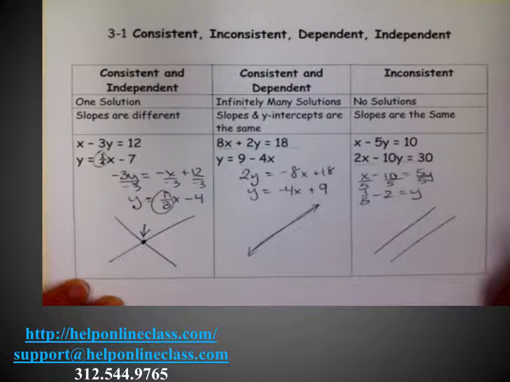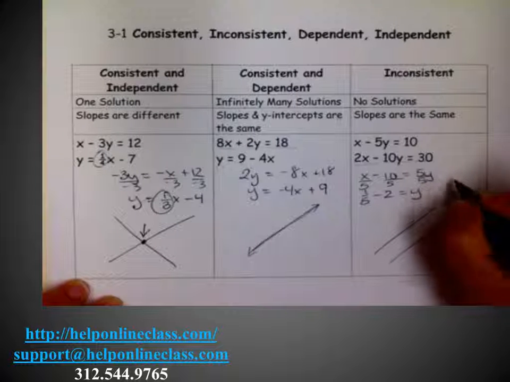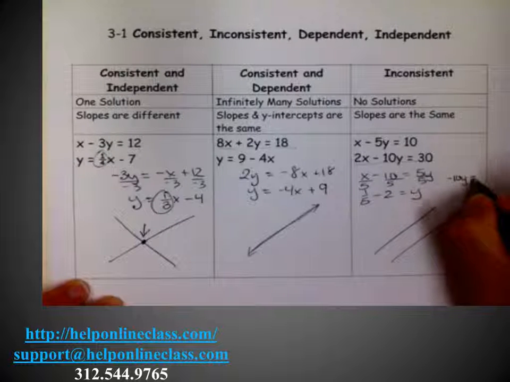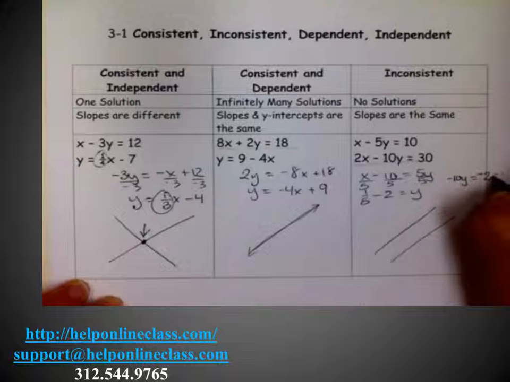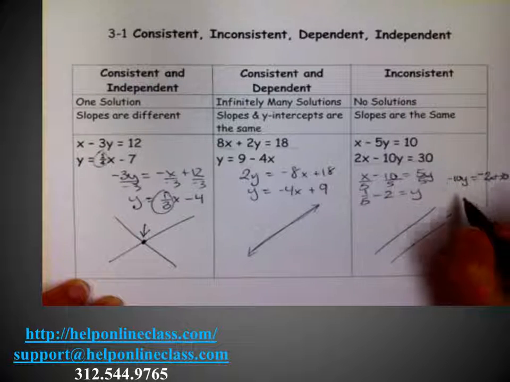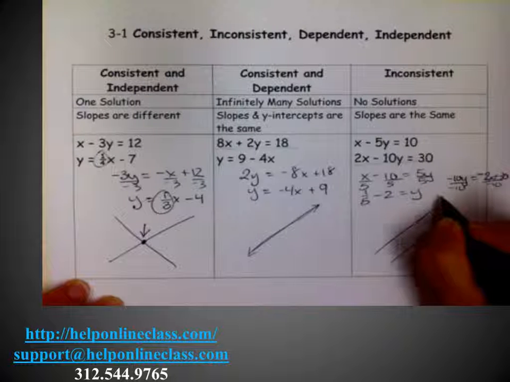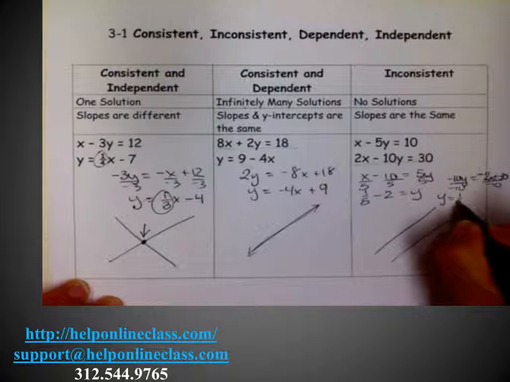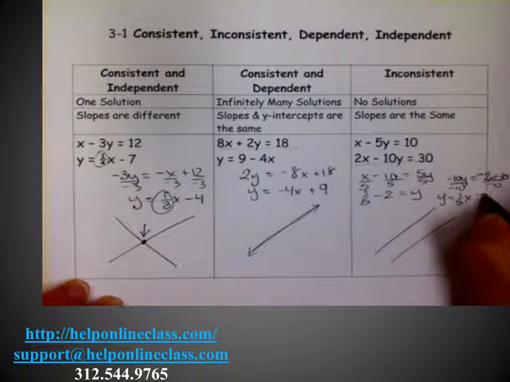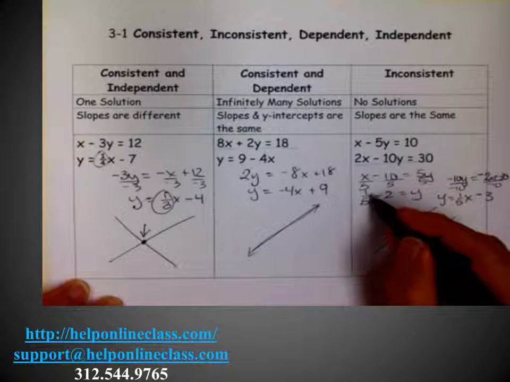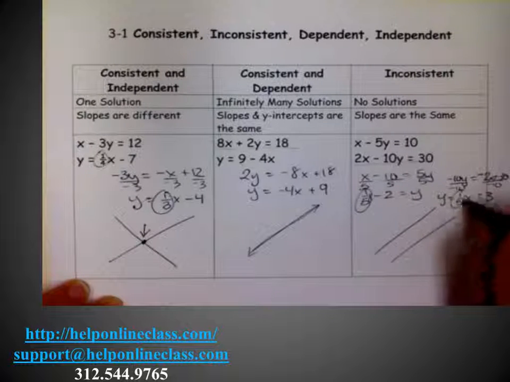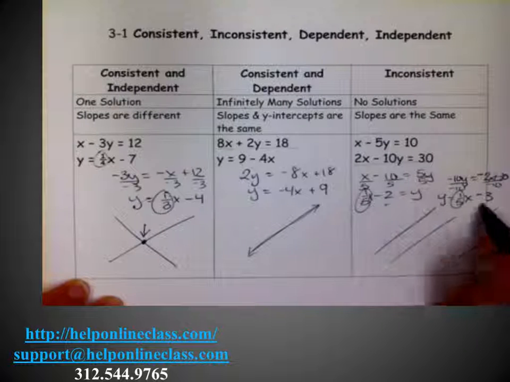So going to this one, if I just move the 2x over there, I get negative 10y equals negative 2x plus 30. If I divide by negative 10, I get y equals 1/5 x minus 3. So notice, oh, I forgot my x there, sorry. Notice I have the same slope but different y-intercepts.